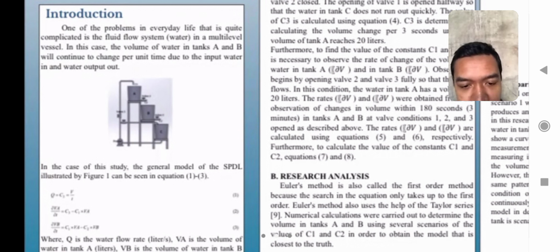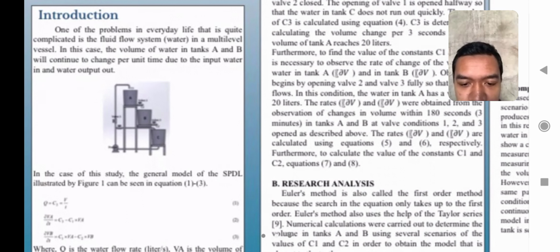where Q is the water flow rate, VA is the volume of water in tank A, VB is the volume of water in tank B, and T is time, C1 and C2 are constants.